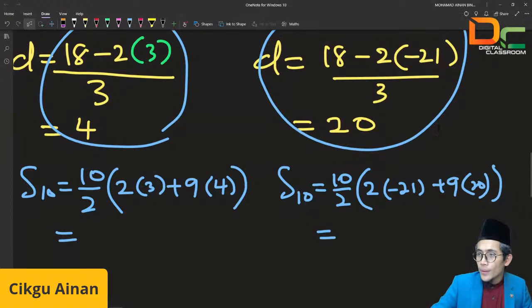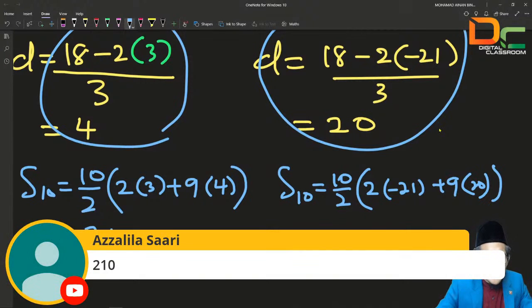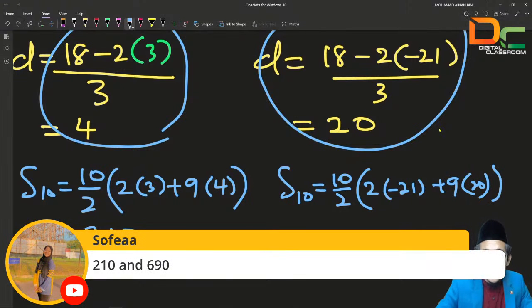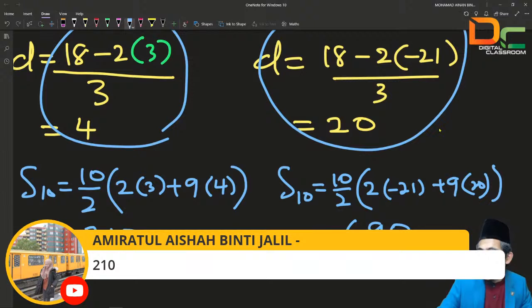So maybe the audience can help me with this one. Okay, 210. 210. So this one is 210, 210, and this one is 690. Okay, so this is the sum.